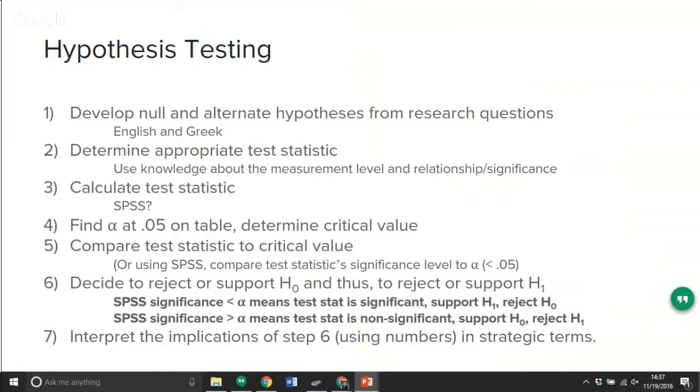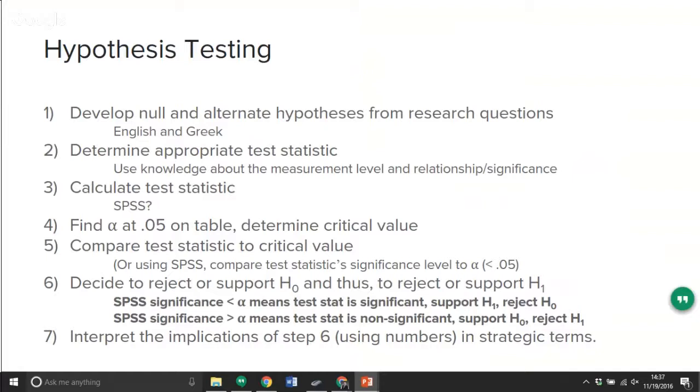So if the significance is less than 0.05, then that means the test statistic is significant. We would support the alternate hypothesis. If the p-value is greater than alpha, greater than 0.05, then that means the test statistic is non-significant, which means we reject the alternate hypothesis.